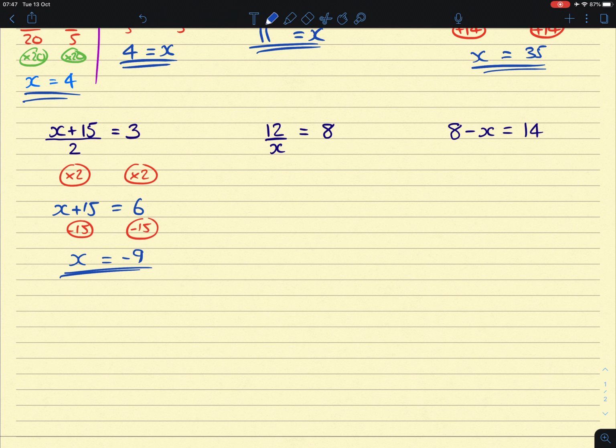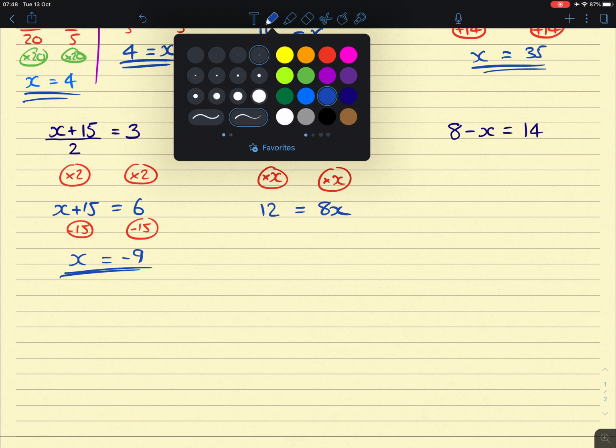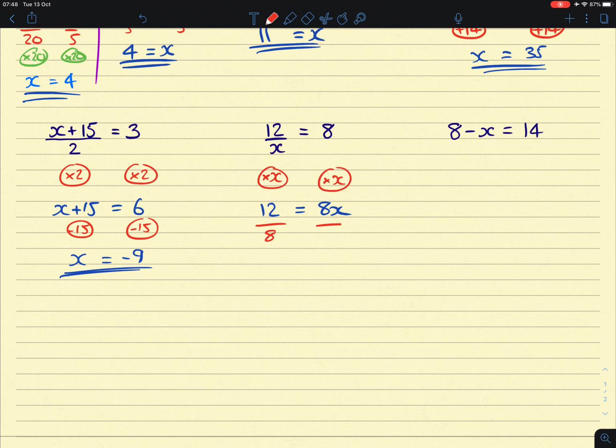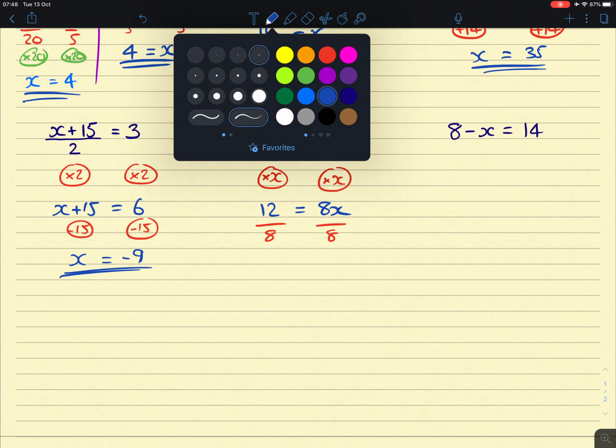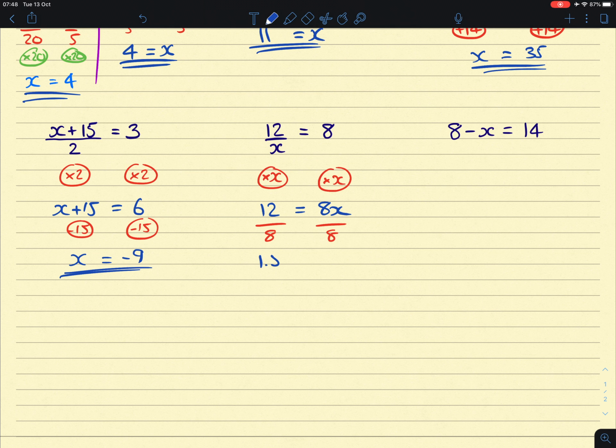Next one, I'm going to multiply both sides by x in order to get rid of that over x, because that's a problem whenever you've got letters on the bottom of a fraction. So that will give us 12 on the left, 8x on the right. And then divide both sides by 8 in order to get rid of that multiply by 8. We'll end up with 1.5 equals x. You could also leave that as 3 over 2 equals x if you want.